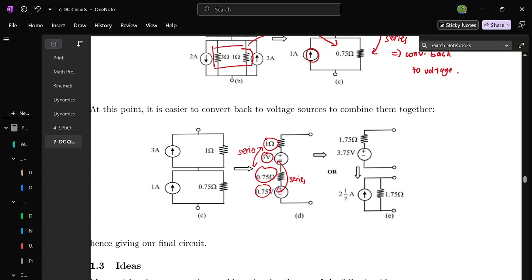So source transformations can be quite niche, but I think it's also quite useful, especially when you have a mixture of a lot of current sources and voltage sources that you're given. Then it can be quite useful to just make everything into one type of source and work it out from there.